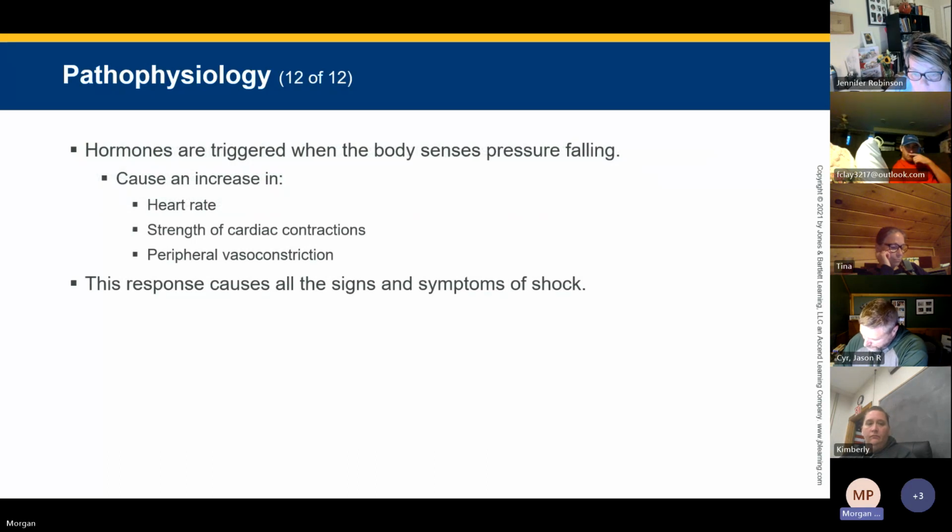So hormones are triggered when the body senses pressure is failing or falling. Like I was saying, the heart rate increases, the strength of the cardiac contractions increases, which raises the blood pressure. Your heart is going to pump harder and more to try to compensate. And then your peripherals will start constricting to pull more blood supply into the trunk. This response causes all the signs and symptoms in shock.